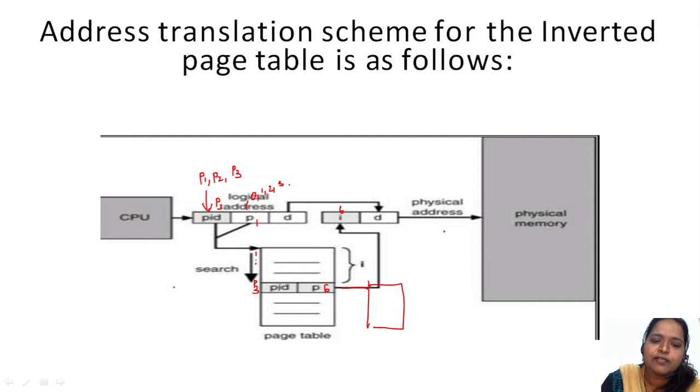Fine. Here we will have the process, and here we will have the frame number. So that frame we will take, and along with the displacement we will get the physical address in the main memory. Fine. This is the concept of inverted page table.